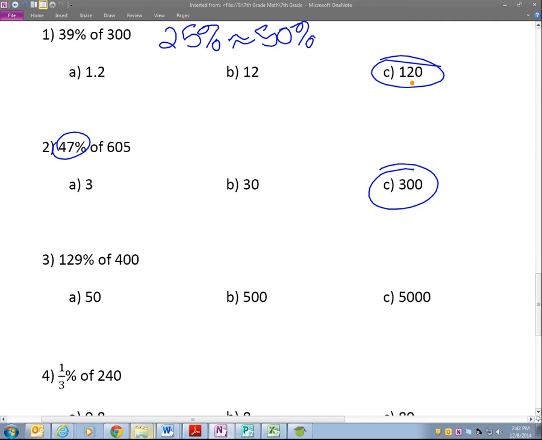What's 25% of 400? 100. What's 100 more than 100%? 500. Beautiful. Bam.